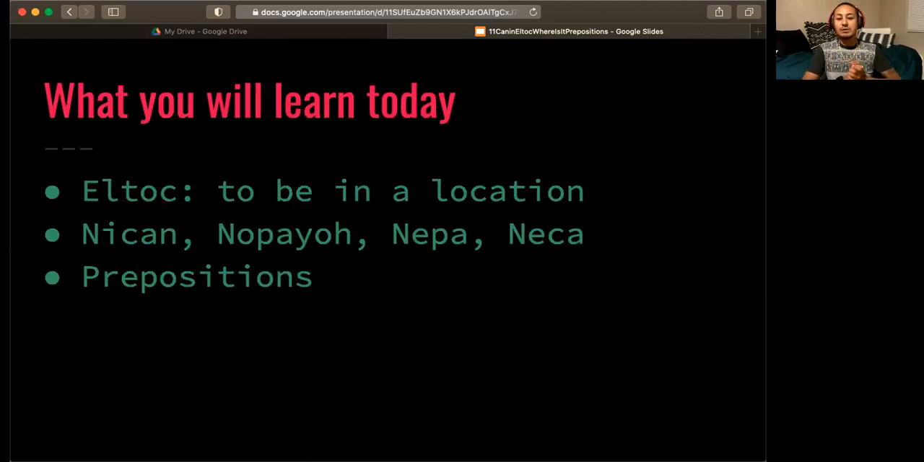All right. So first we're going to learn this verb Eltoc. Eltoc is basically to be. So if you remember from the past, I told you that there is no to be in Nahuatl. Well, there is, but it's very specific. They have more specific meanings than you think that they are. And to translate the word be, it depends what you're trying to say.